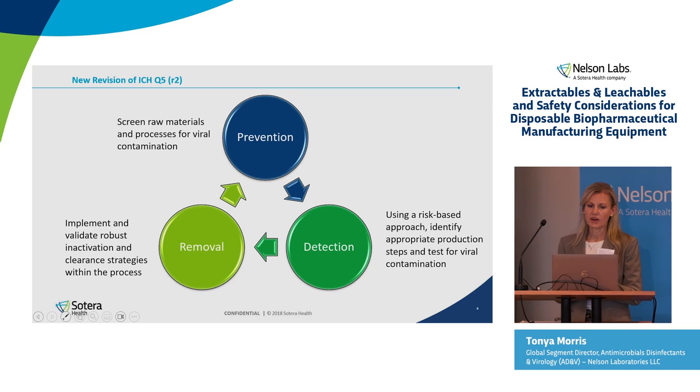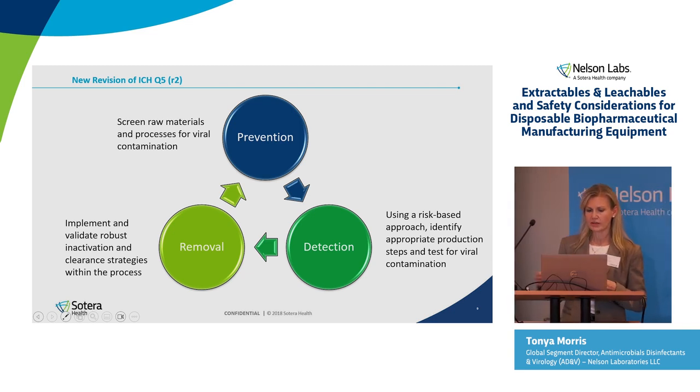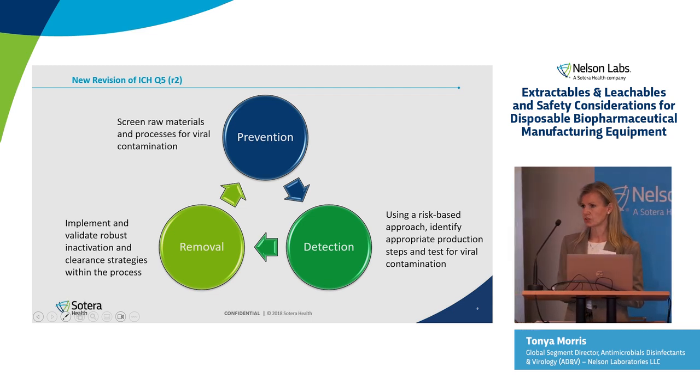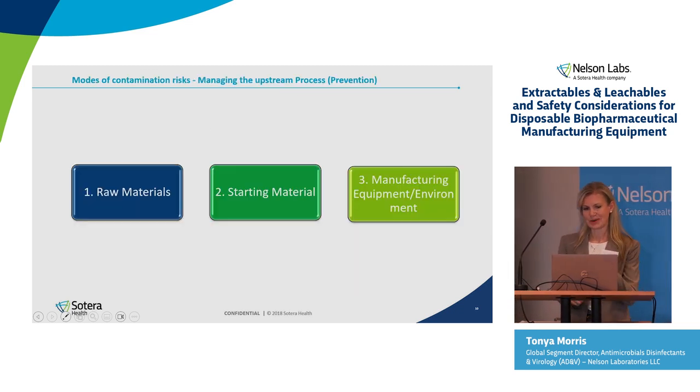So in the ICH, the basic overall description of viral clearance or viral safety, you can really look at it in three pillars. One is prevention, so screening those raw materials up front. Detection, really assessing your worst case points within your process and screening for viruses at those points. And then removal, that final removal process of viral clearance, which is inactivating or actually physically removing the virus from the system.